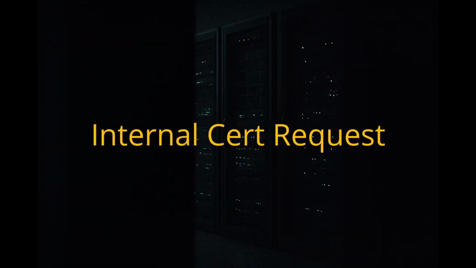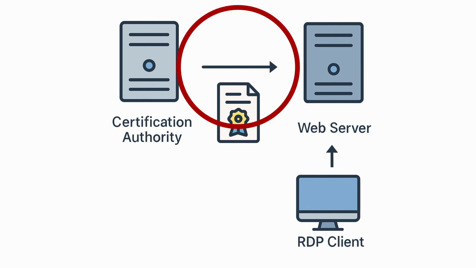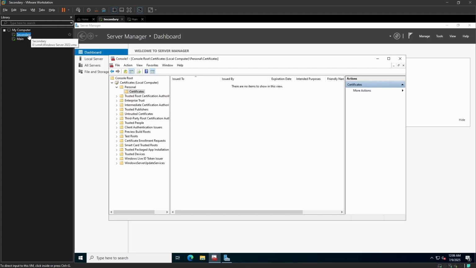Demo 3, Internal Cert Request. In this example, we're requesting a server authentication certificate from our internal certificate authority, or CA, to secure, let's say, RDP connections to this Windows server. We've got two virtual machines running. One is our certificate authority, or CA, and the other is a, let's say, web server in this scenario, and it needs a certificate. The web server is going to request the certificate, and the CA, labeled main, will issue it. Let's start on the web server.